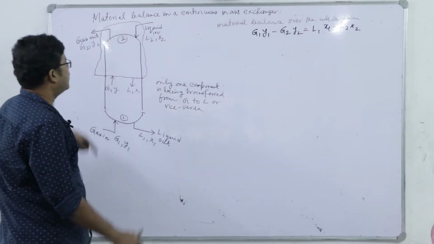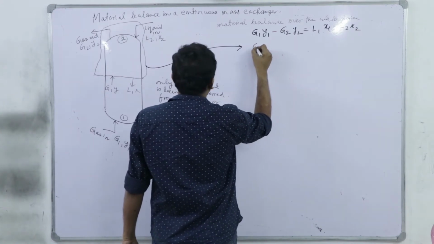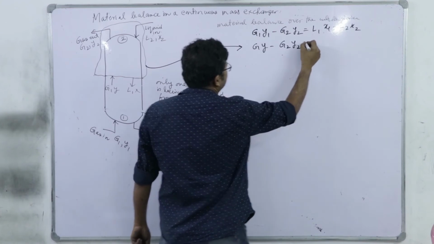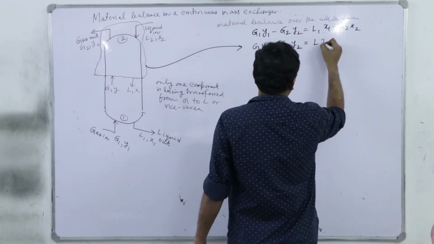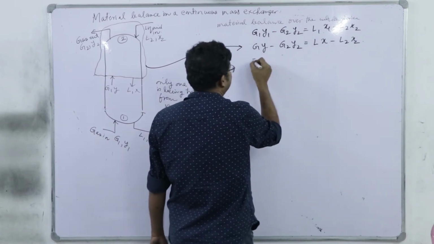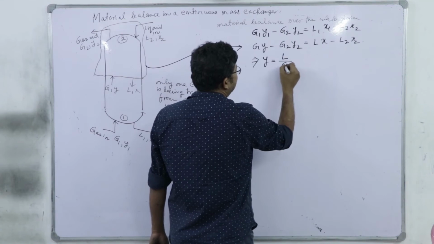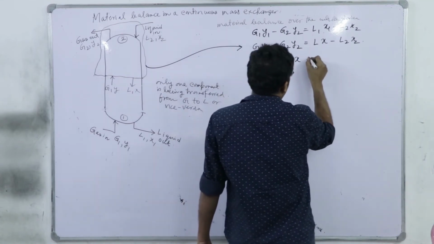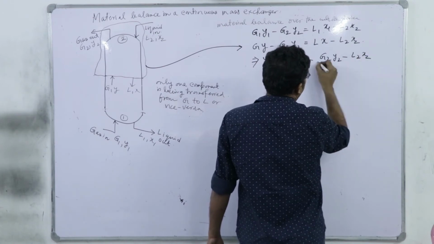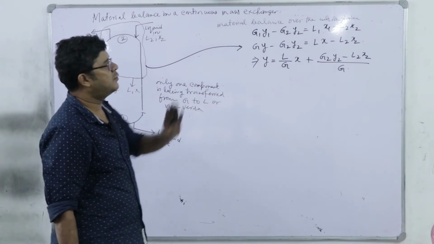But if I write it over the cascade, what will I get? G into Y minus G2 Y2 is equal to L into X minus L2 X2, where L, X, G, Y are variable, and what can we further write? Y is equal to L by G into X plus G2 Y2 minus L2 X2 divided by G, correct. So, this gives you an equation.